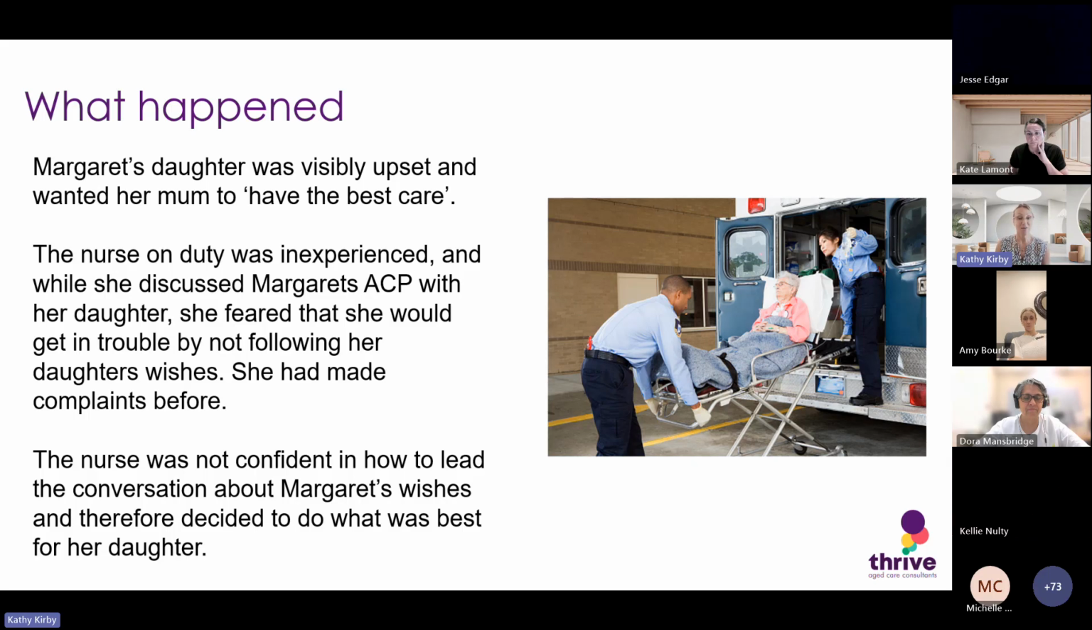Now, is this the outcome that anyone really wanted? I would say no, because Margaret has advanced dementia, and I think that we all know in the room that going to hospital and sitting on a trolley in a crowded, noisy environment while you're unwell is not the best environment for Margaret to be in. It wasn't her wishes. Ultimately, the question here is, Margaret's daughter wanted her mum to have the best care, but did she understand where that best care would be provided? I think that comes back to having the skill to facilitate these kinds of conversations with the people we're talking with.